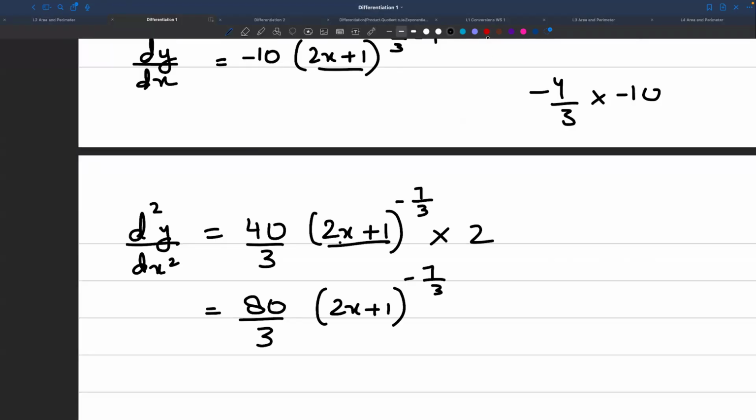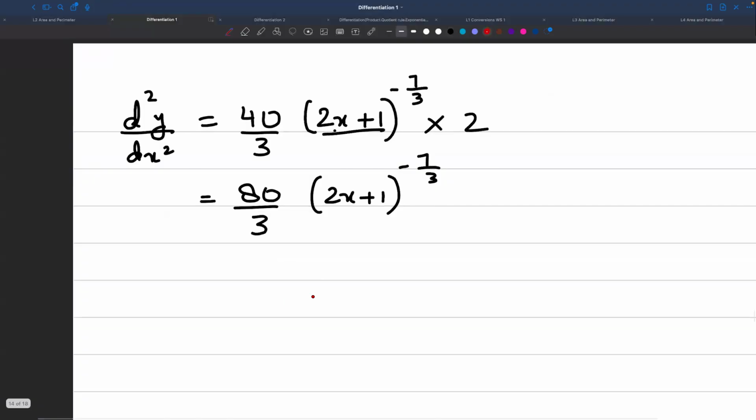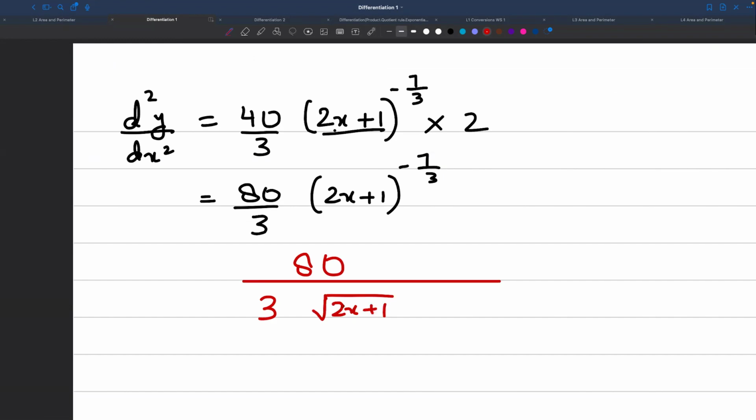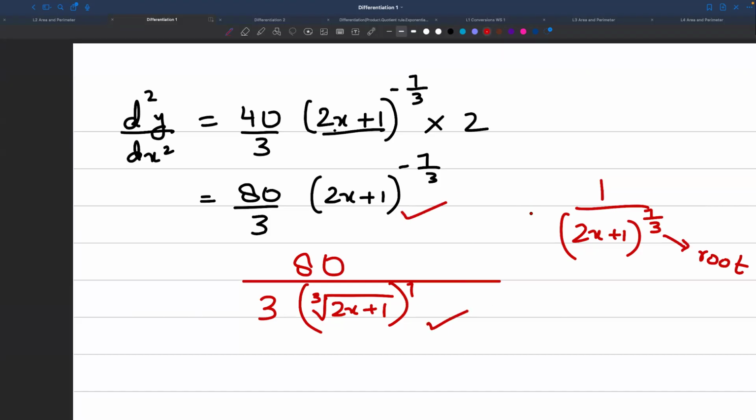Do not get confused if in the answers, this minus 7 upon 3 can also be written in this form, 3 to the power of 7. Because if you bring it in the denominator, this will become 2x plus 1 to the power of plus 7 upon 3. Now 7 upon 3, this 3 is in the denominator, which means this is the root. So this is the third root, so cube root, and then power 7. So it can be given like this, like this. You won't lose marks if you present your answer in either of these two forms.